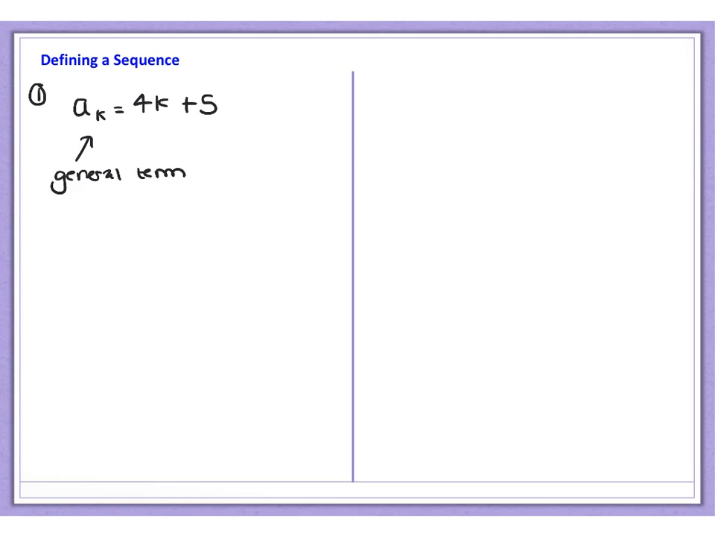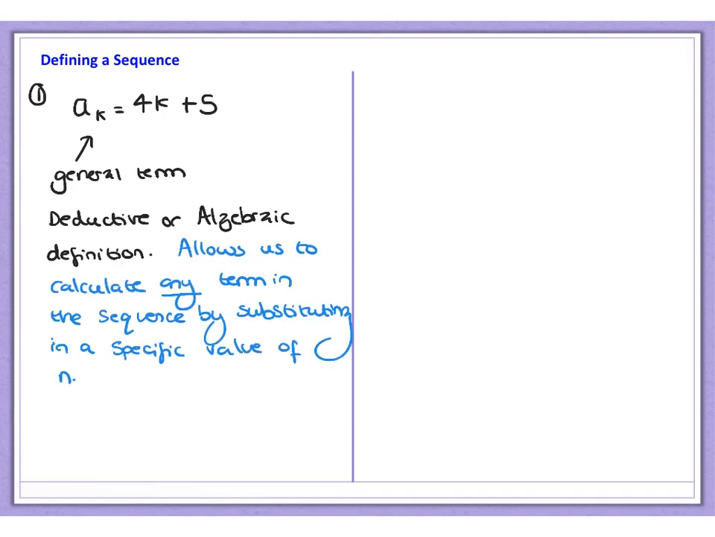So this type of definition is called deductive or algebraic definition. So if I wanted to work out the 99th term in the sequence, so that would be a_99, I would work out 4 multiplied by 99 and then add on 5, which would give me an answer of 401.